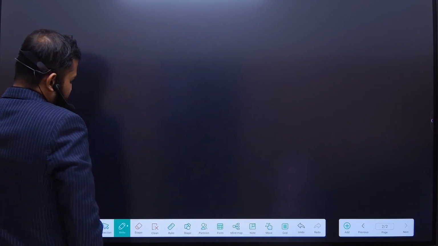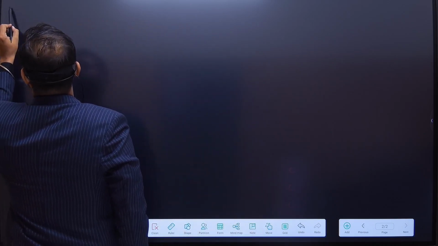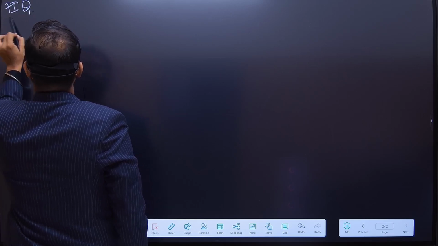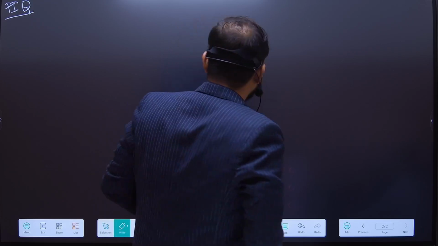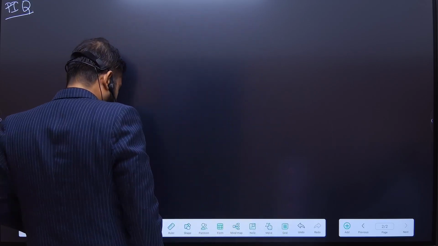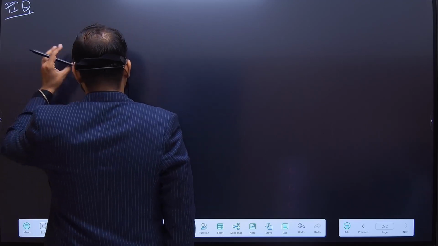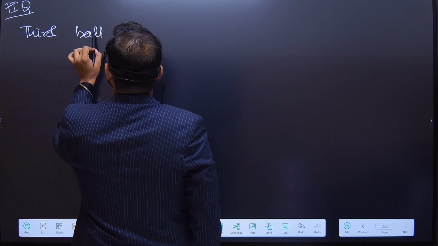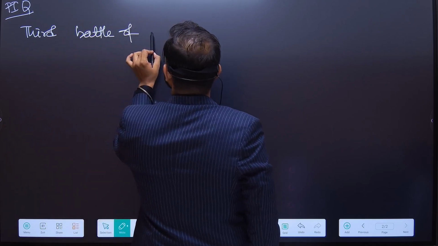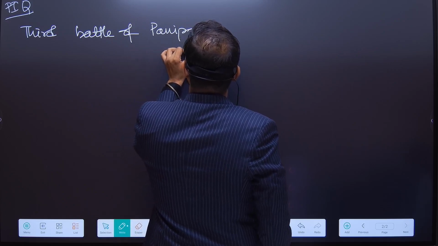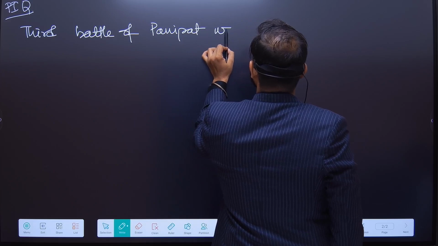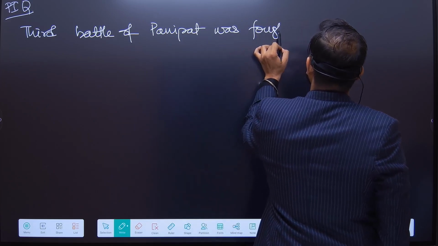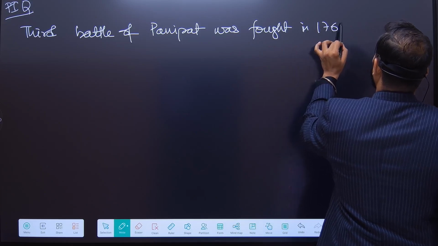There was a question in a previous year's question paper. Is it visible? I believe yes. There was a question that I'm giving as an excerpt. The third battle of Panipat was fought in 1761.